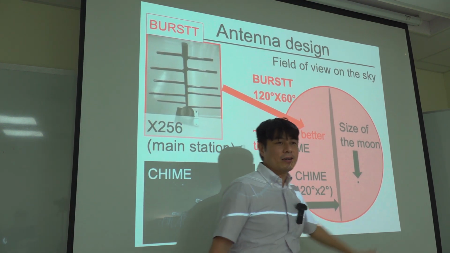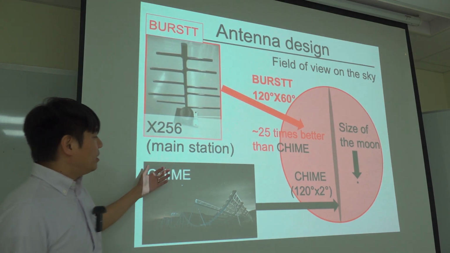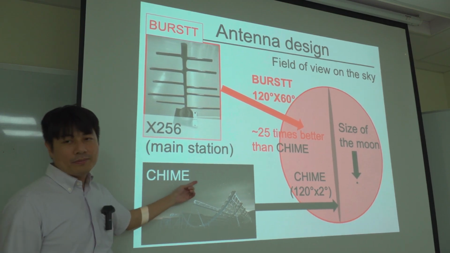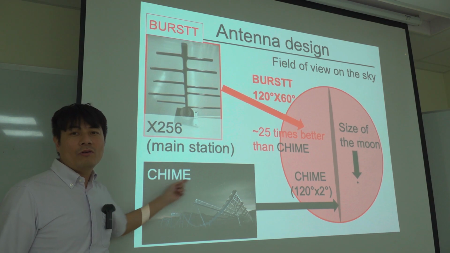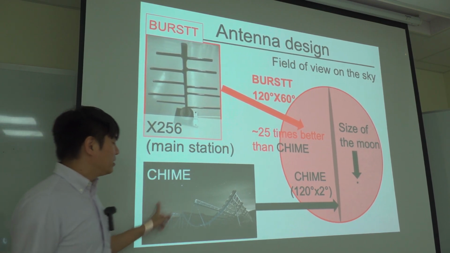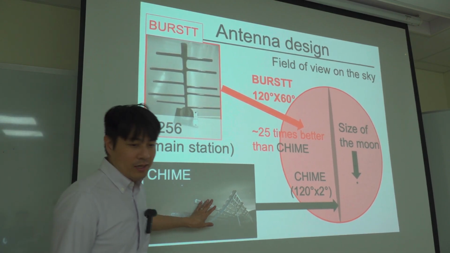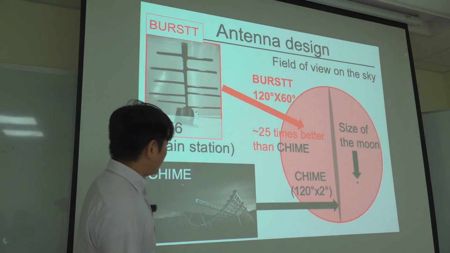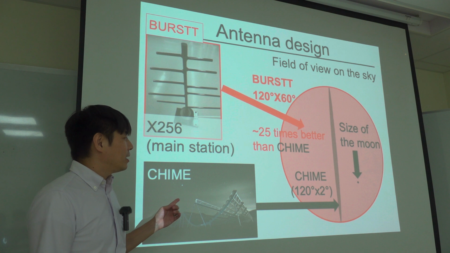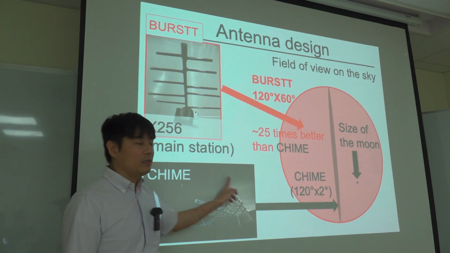This is just a schematic diagram of the field of view on sky. So far, this Canadian radio telescope, CHIME, is one of the most powerful instruments that can find FRBs. It is finding so many FRBs now. But actually, astronomy people didn't expect that FRBs would become so popular at the time of designing this telescope.